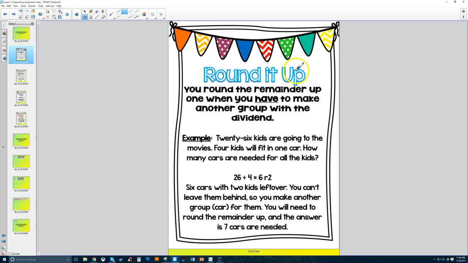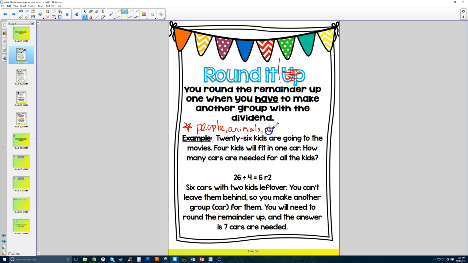This is round it up. In other words, just round it. You can just think about round it. And it says, you round the remainder up when you have to make another group with a dividend. So for example, I said usually you have to make another group when you're dealing with people. Another one that you might have to do that with is animals or objects.